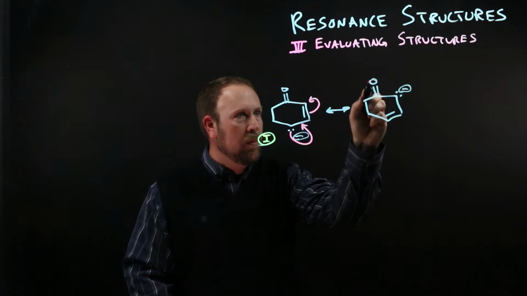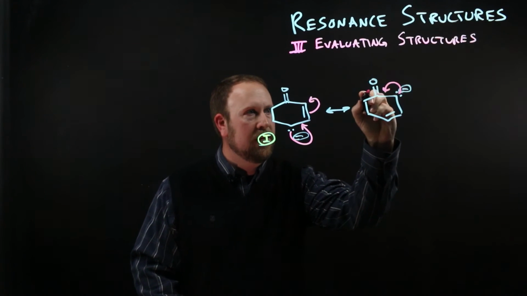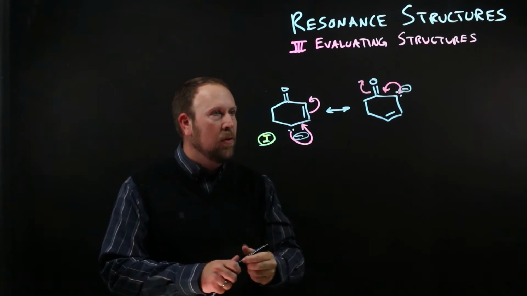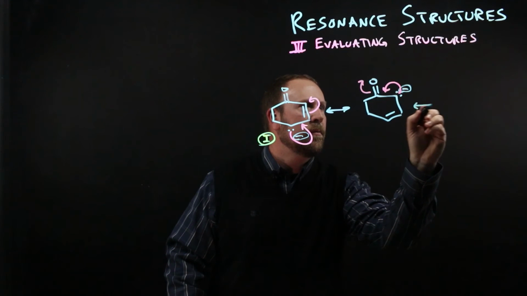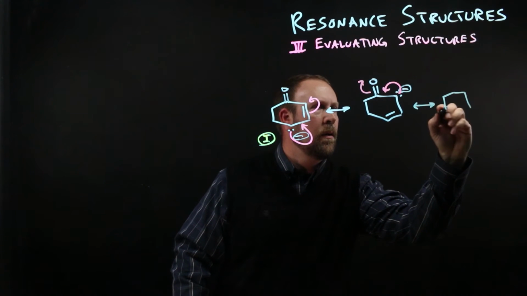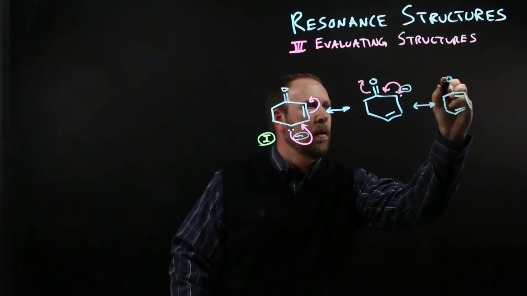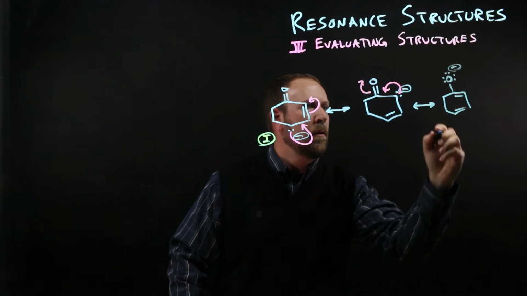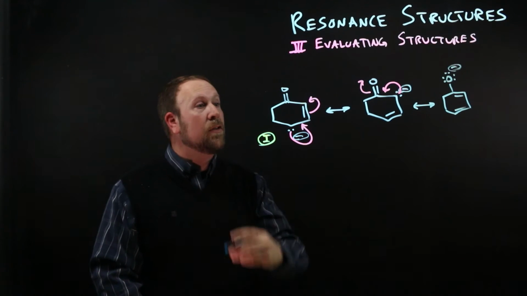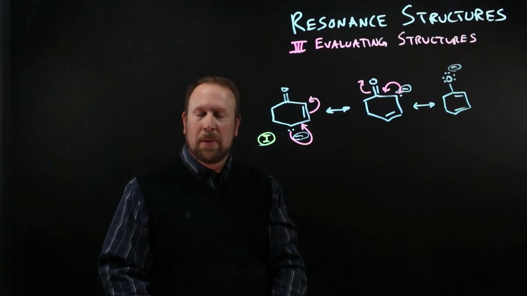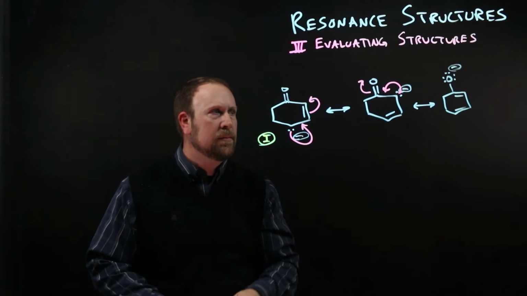But we can keep doing that. We have another pi system here. So I'm going to continue to move that lone pair of electrons around my structure. So these are 3 resonance structures that we can draw, but it's not the only ones that we can consider.